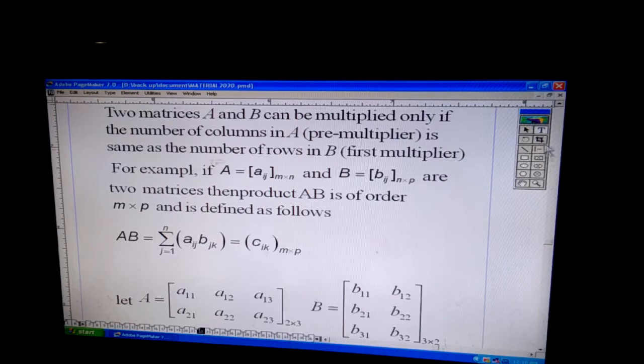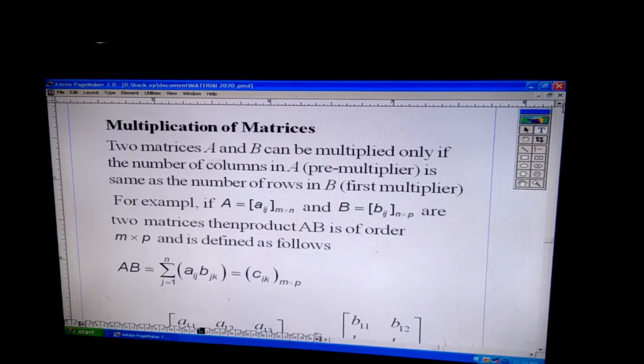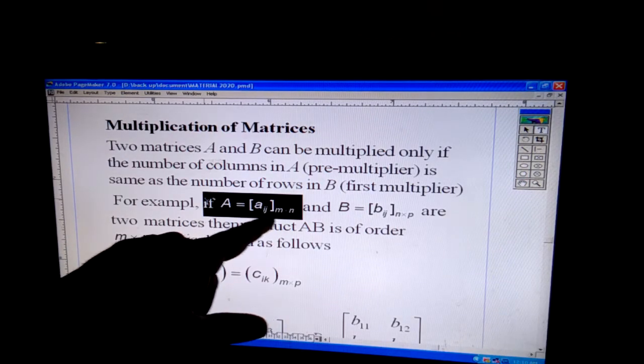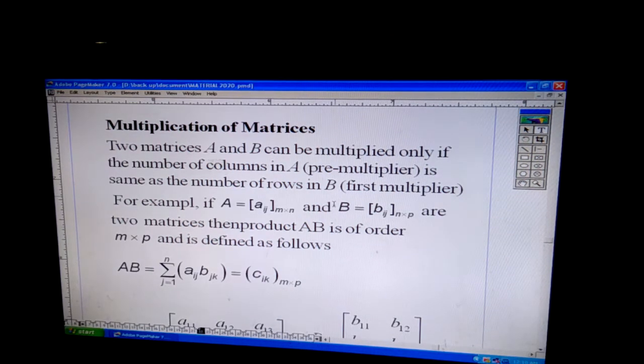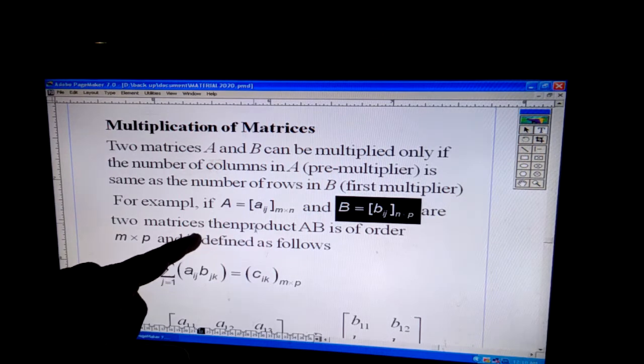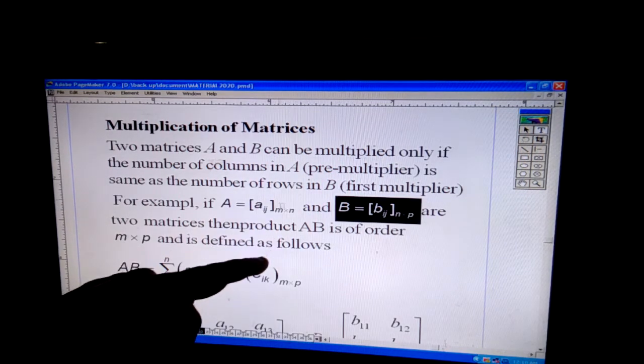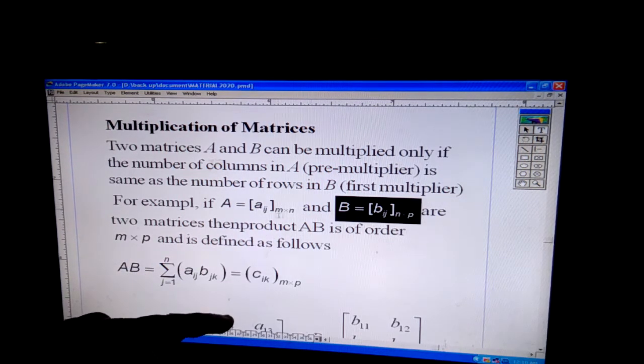Multiplication of matrices. If A and B are two matrices and the order of matrix A is Aij, m by n, and B is another matrix whose order is n by p, then A into B is defined. Here A is called the pre-multiplier and B is called the post-multiplier.